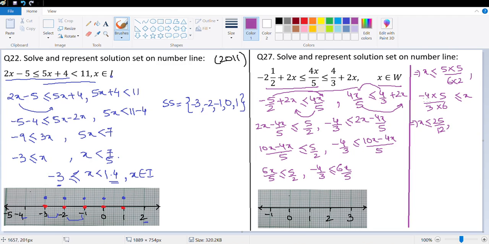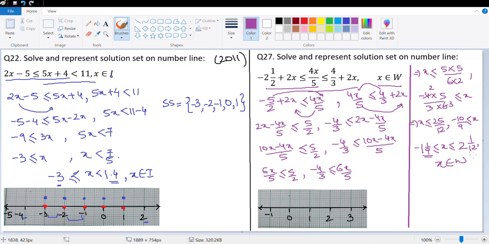And here this is 2 into 2, this is 2 into 3. So this is negative 10 upon 9 is less than or equal to x. Which means if I combine these two, this becomes negative 1 upon 9 is less than or equal to x, which is less than or equal to 25 upon 12, which is 2 1 upon 12. And in this case, x belongs to whole number.